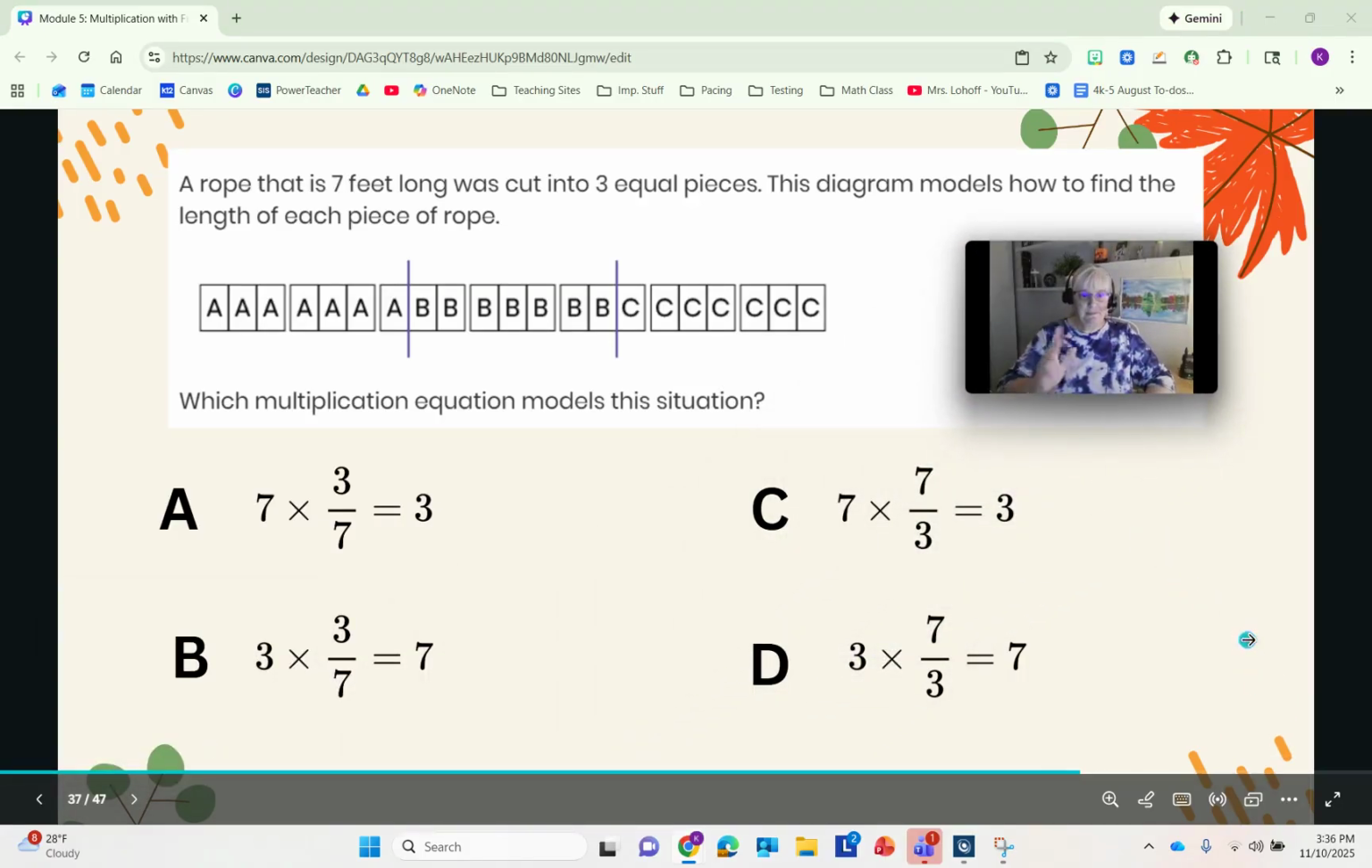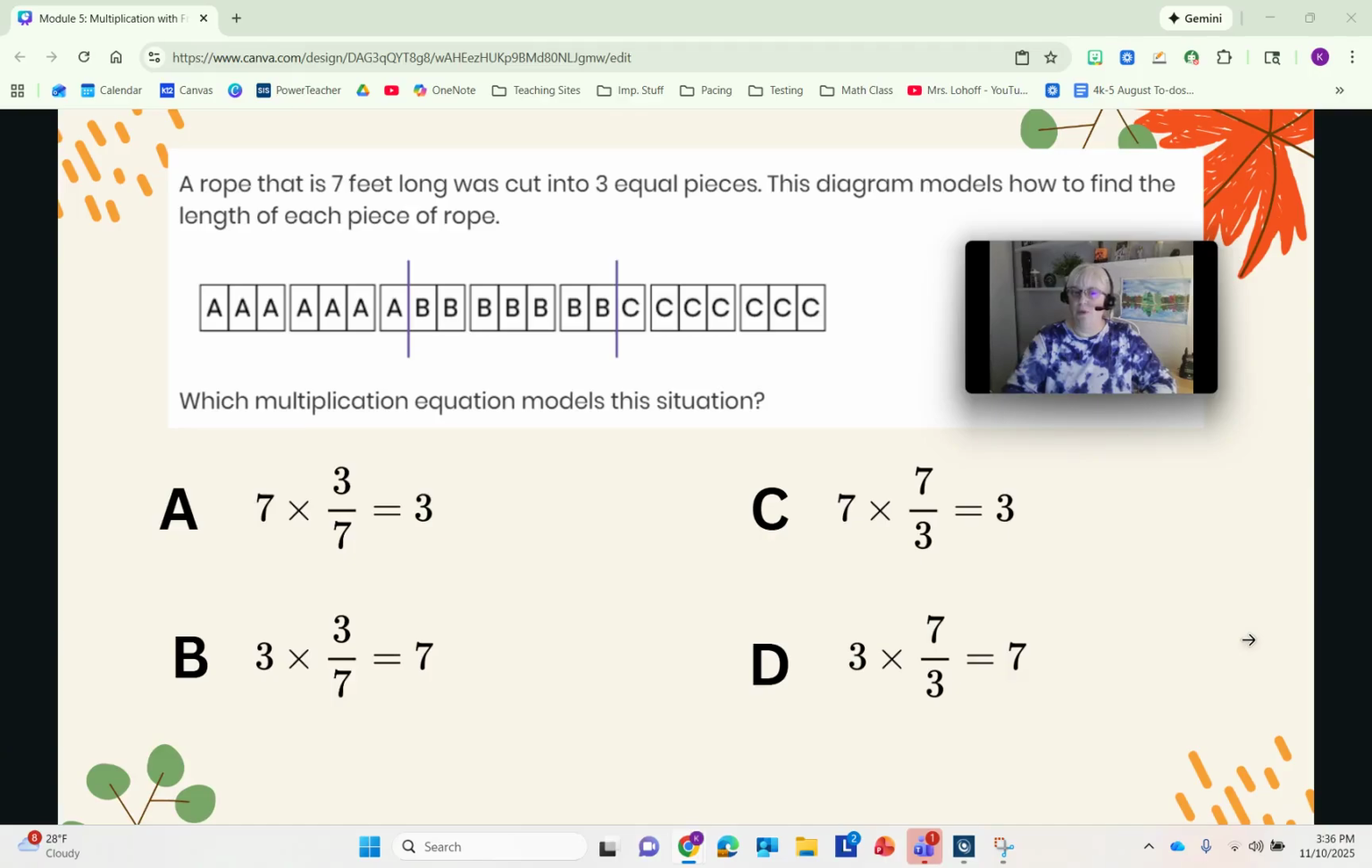All right, first question. A rope that is 7 feet long was cut into 3 equal pieces. This diagram models how to find the length of each piece of rope. Which multiplication equation models this situation? This is something we did in one of the first lessons for Module 5, and it's tricky. I told you then, I'm telling you again, this is complicated stuff.